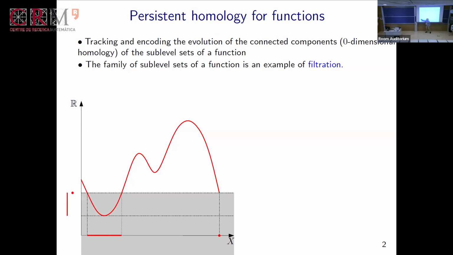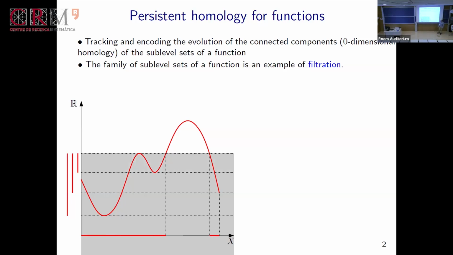And then nothing changed at this level, but something will change again when I reach this level here for the function, where I reach another local minimum that will create a new connected component. So again, I record the birth of this connected component, and I'm going to monitor it. At the same time, I continue monitoring the evolution of this one. So I increase my level again a little bit, and nothing happened. My two components grow until I reach this new local minimum, where a new connected component appears, right? And again, I record the birth of this connected component.